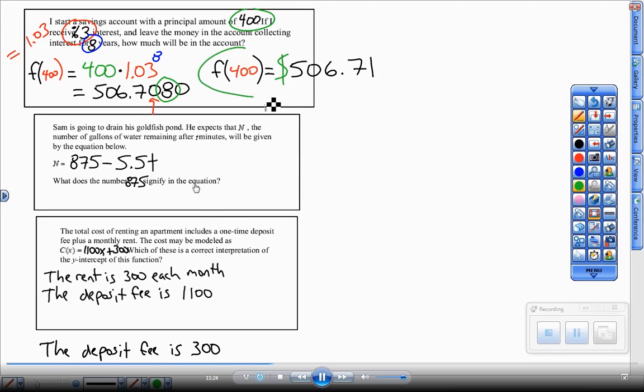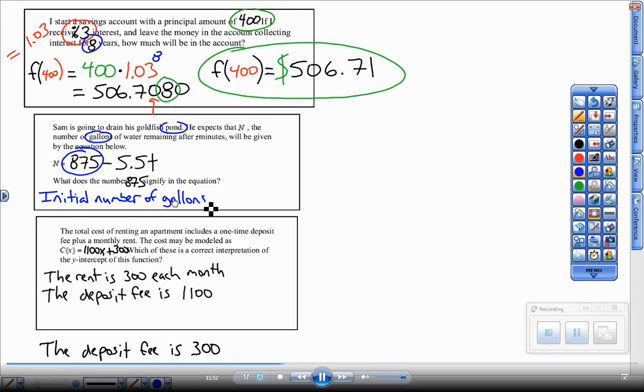Okay, these two just have you identify the part of the equation. They want you to see that the number without a variable attached to it is the 0 term. That is the y-intercept. If I was to graph it, that would show me how many gallons up at the top as it's going downwards and it's draining. So that 875, that's the y-intercept, the 0 term. We're going to call it the initial number of gallons in the pond before we start draining it, or the 0 term, or how many gallons before we've started draining it, or the initial number of gallons.